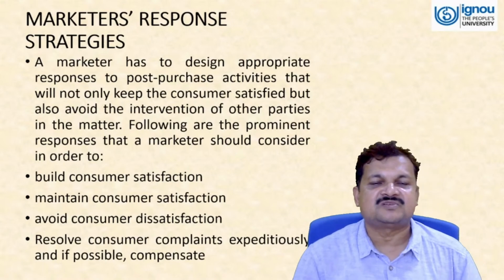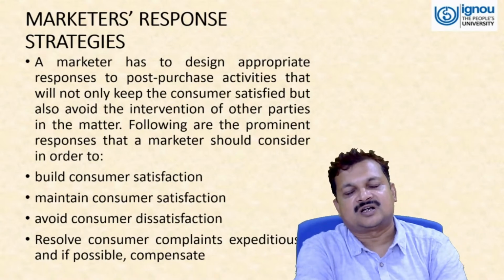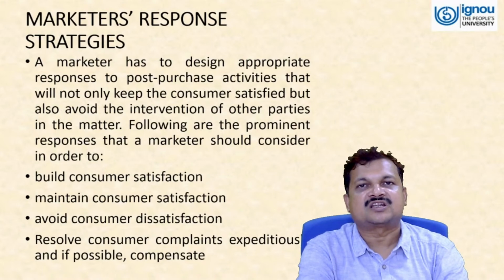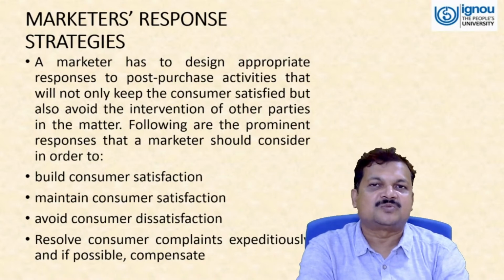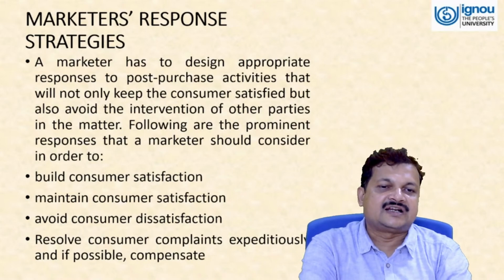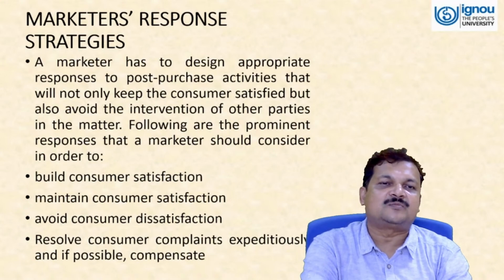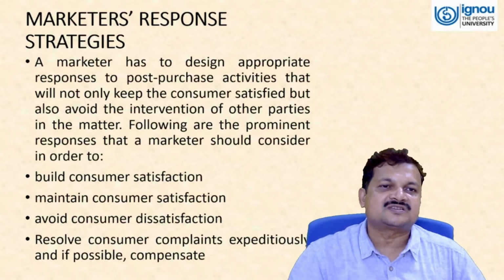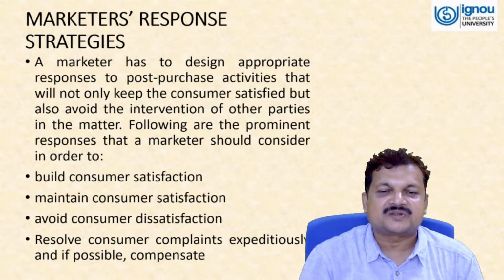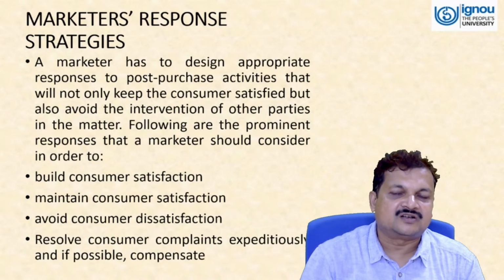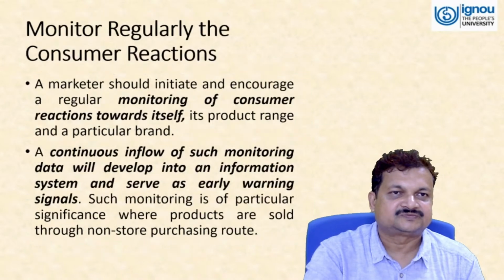Avoid consumer dissatisfaction. If any particular product is unable to perform very well, you immediately take action regarding that, discuss with the customers, and try to solve it to some extent so that the customer will not spread negative information regarding the company or product. Resolve consumer complaints expeditiously and, if possible, compensate. If you find that a product fails or is unable to perform, or has broken down, in those cases, if it is possible, try to give compensation to the customers very quickly so that he is not going to spread negative information regarding the brand of the product.